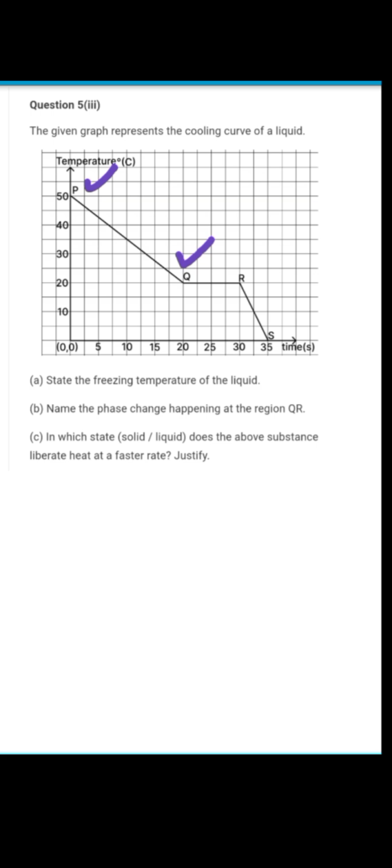We know that the definition of freezing point is the temperature at which the liquid freezes into the solid state without any change in temperature. So in this part of the curve, QR, there is no change in temperature. So obviously this is my freezing point or the freezing temperature. So 20 degrees Celsius will be the answer.